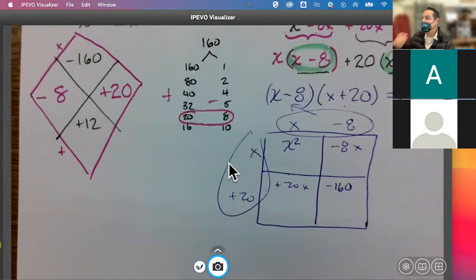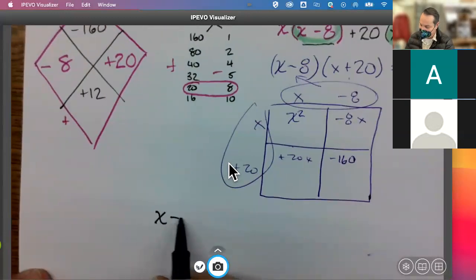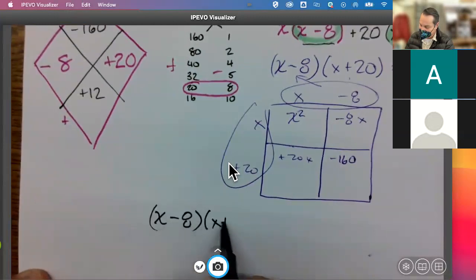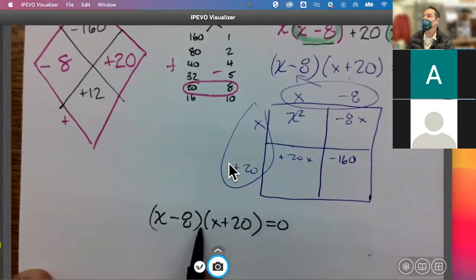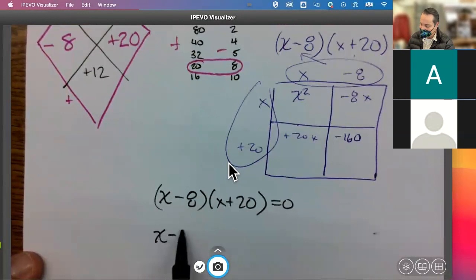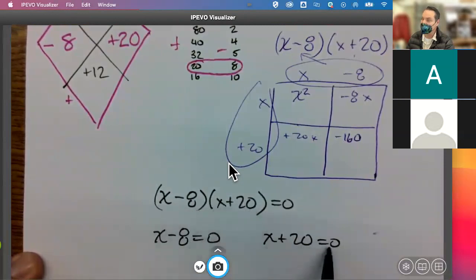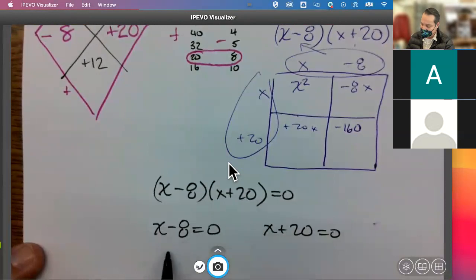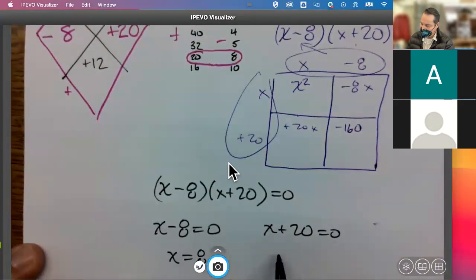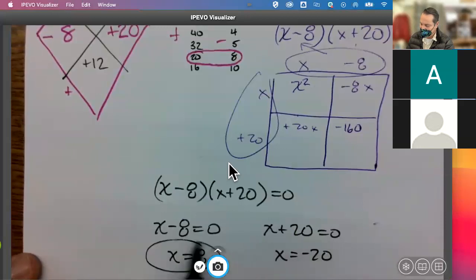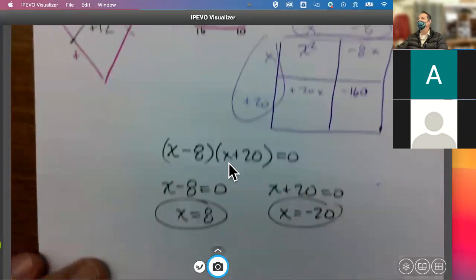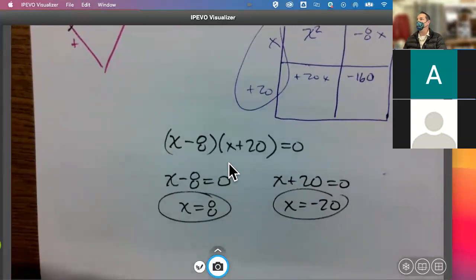Okay, so that's the algebra. The final piece of algebra is to apply that zero product property to say that if in fact these two things multiply together to make 0, then one of them must be 0, because that's the only way they can multiply to make 0. So either x minus 8 equals 0 or x plus 20 equals 0. If x minus 8 equals 0, then x equals 8. If x plus 20 equals 0, then x equals negative 20. This tells us two answers. This is the algebra. But this was a geometry problem.